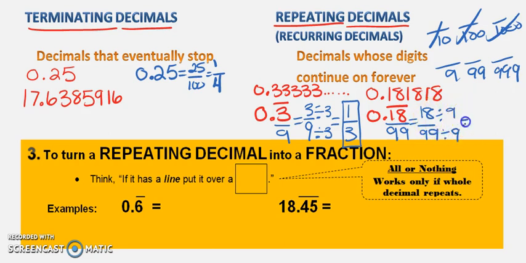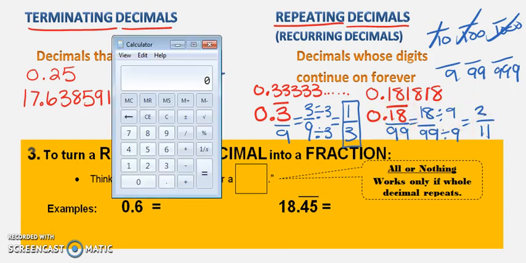18 divided by 9 is 2. 99 divided by 9 is 11. So 0.18 repeating should equal 2/11ths. Let me grab my calculator and see if it's true. 2 divided by 11 equals 0.181818. Wow, it really is repeating the 1 and the 8 over and over again.